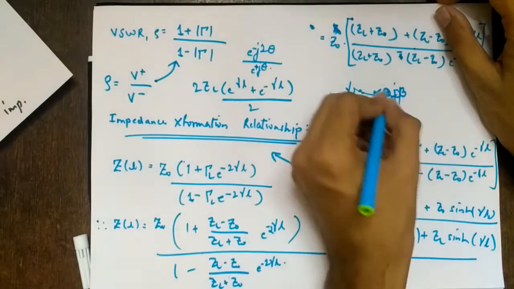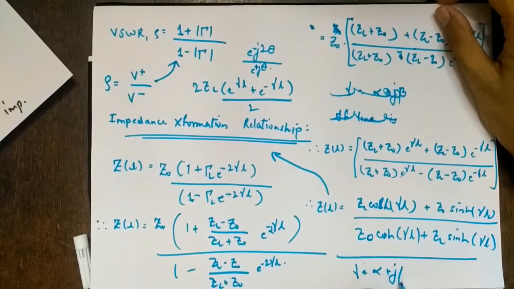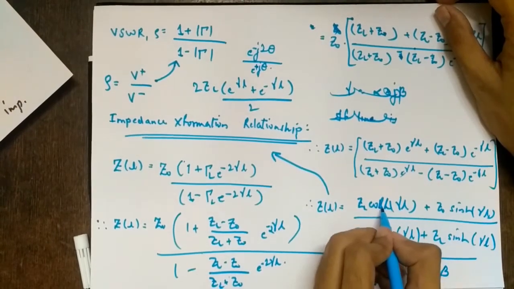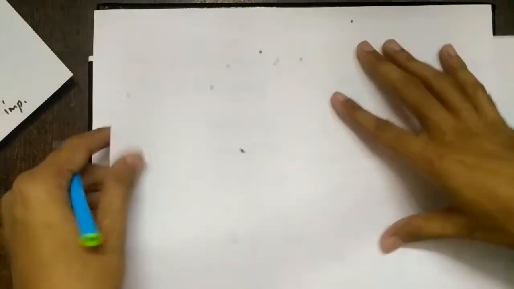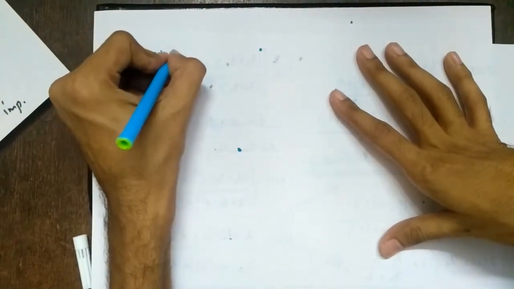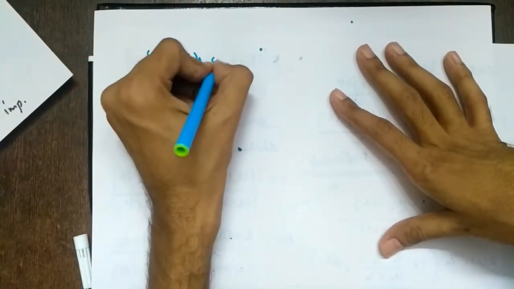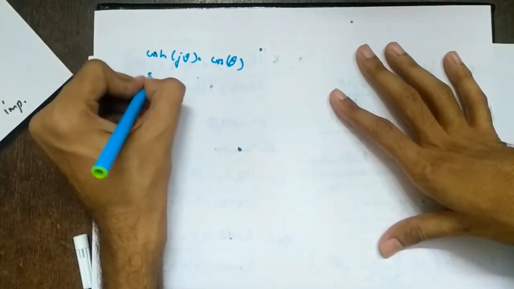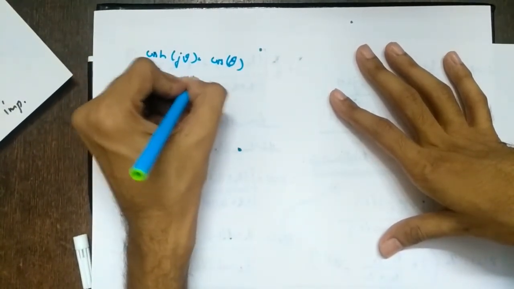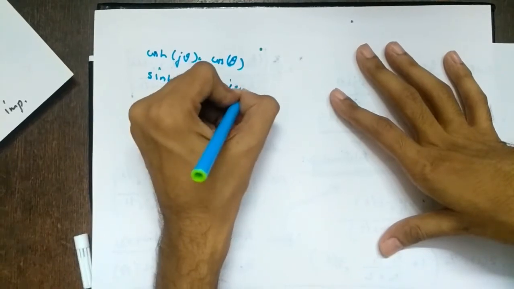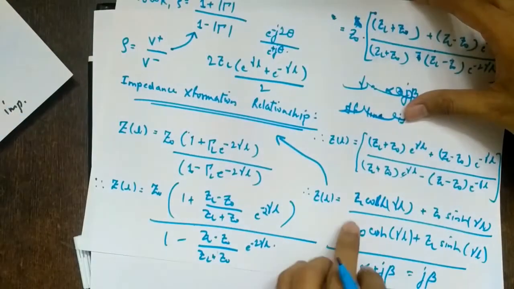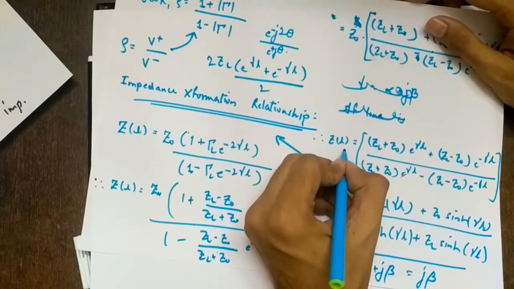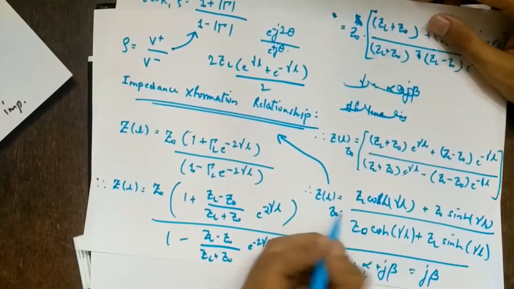Again, what I was trying to do here, I'll do it now. Gamma is alpha plus j beta. If I say the line is lossless, what will alpha be? Alpha is concerned with attenuation, so attenuation will be 0. So it will be nothing but j beta only. So this will become cos hyperbolic j theta. What is cos hyperbolic of j theta? It is cos theta only. Similarly, sin hyperbolic of j theta is j sin theta. Okay, I missed Z naught here, so it is multiplied by Z naught.